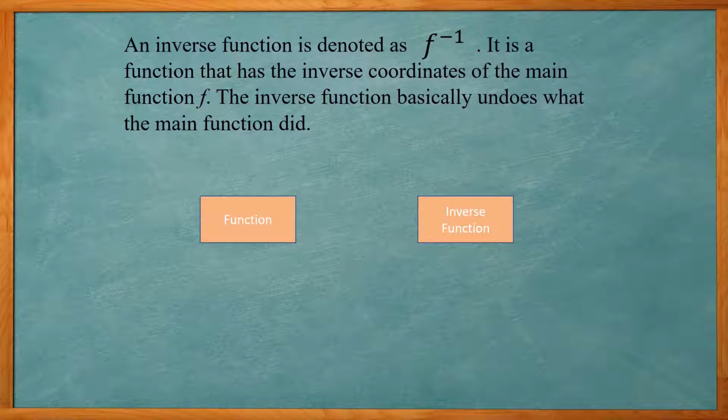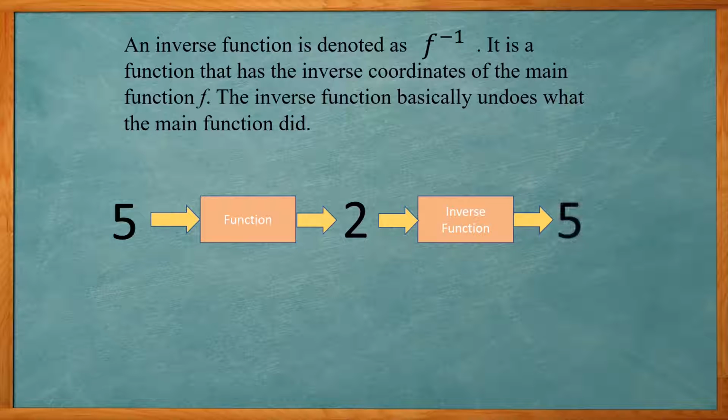The inverse function is denoted as f to the negative 1 power. That's the inverse function. It is a function that has the inverse coordinates of the main function f. The inverse function basically undoes what the main function did. So if I have one function and I plug a 5 into it, let's say we get a 2 out. So we have coordinate 5, 2, the x and y value. I take that 2, plug it into the inverse function, I'm going to get back out a 5. So it basically undoes what the main function did.